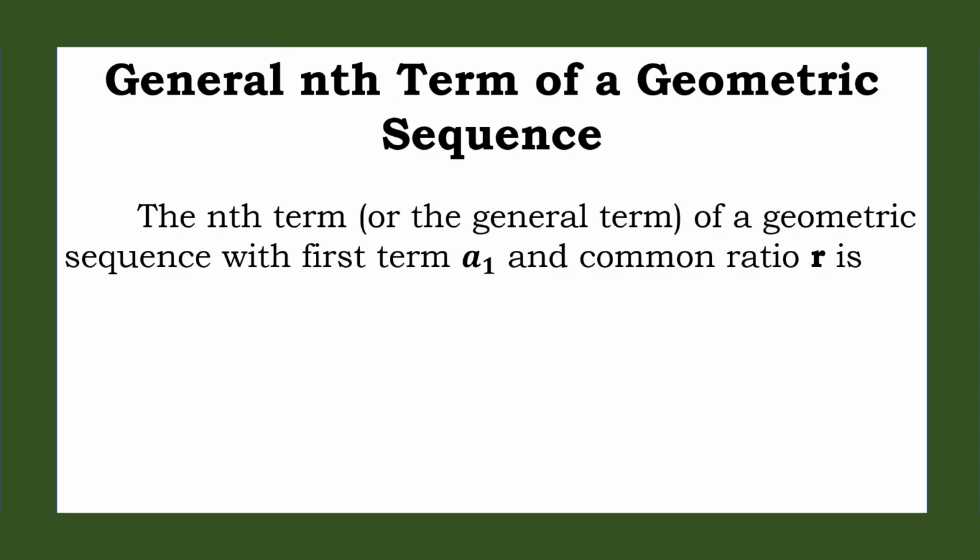Now, let us determine the nth term or the general term of a geometric sequence with first term a sub 1 and common ratio r, defined by a sub n equals a sub 1 times r raised to n minus 1.